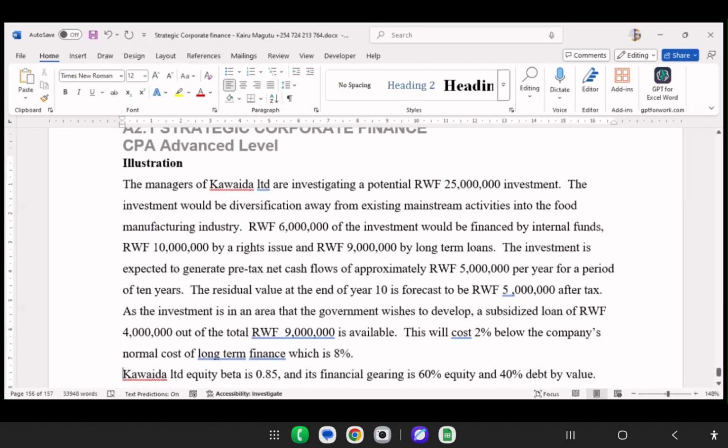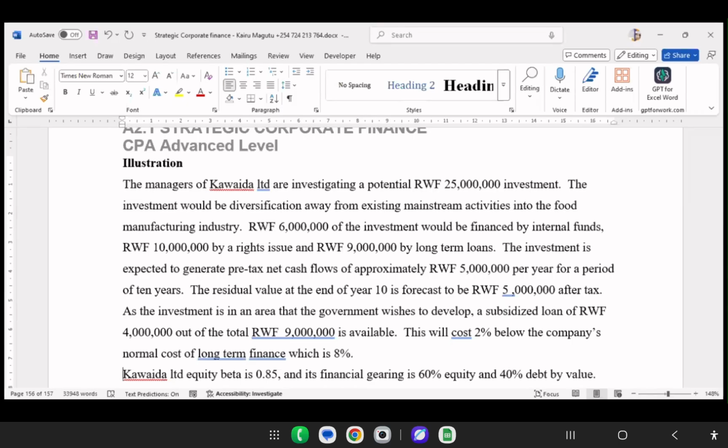Look at this question. We are told that the managers of Kawaida Limited are investigating a potential Rwandan francs 25 million investment. The investment would be diversification away from the existing mainstream activity into the food manufacturing industry. Rwandan francs 6 million of the investment would be financed by internal funds, Rwandan francs 10 million by a rights issue, and Rwandan francs 9 million by long-term loans.